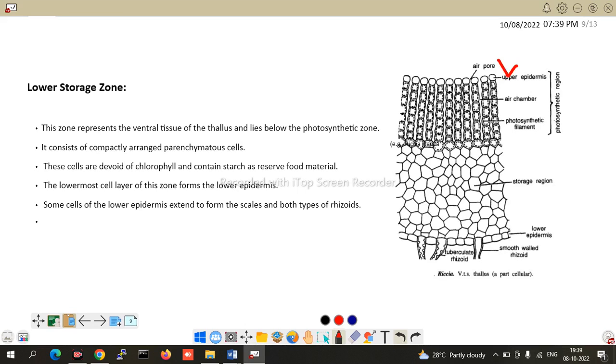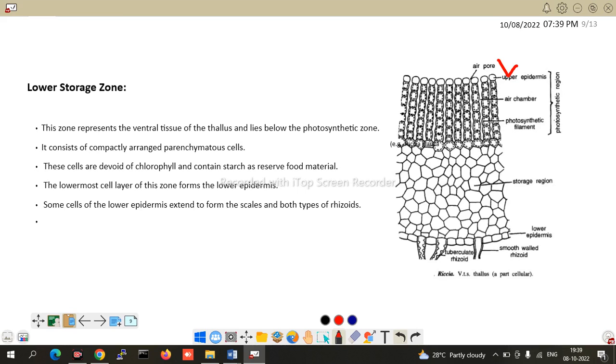Then the lower zone is called the storage zone. It is present just below the photosynthetic region, and the cells are compactly arranged and parenchymatous in nature. The cells are devoid of chlorophyll and contain starch as reserve food material, hence it is called the storage region. Here starch is present as reserve food material. That's why the region is called the storage region.